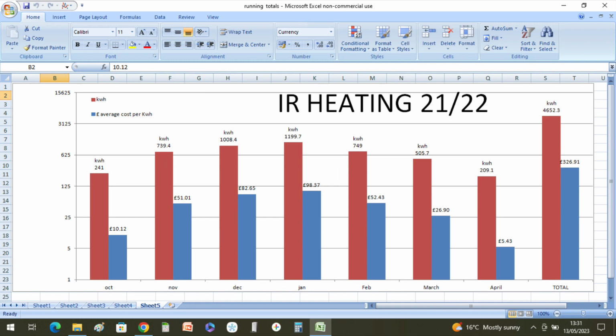So we had a grand total of £326 altogether to heat the home in 2021-2022. And that's going to be hard to keep exactly the same as the year before because of the increase in electricity costs this year. But we were on the Octopus intelligent tariff, which is a little bit more flexible than the Octopus GO that I was on in 2021.